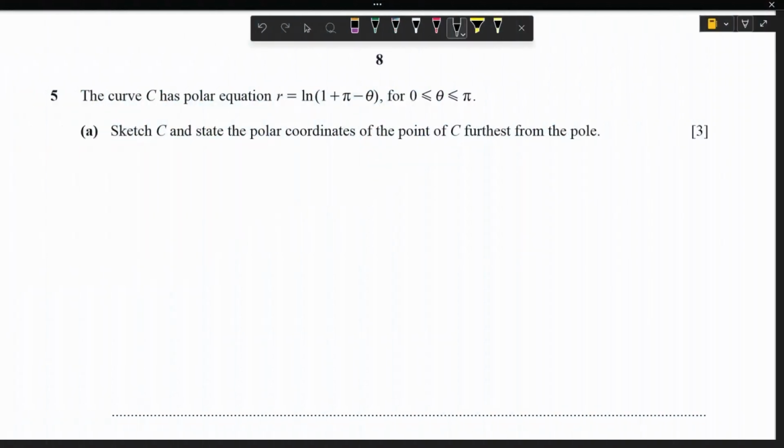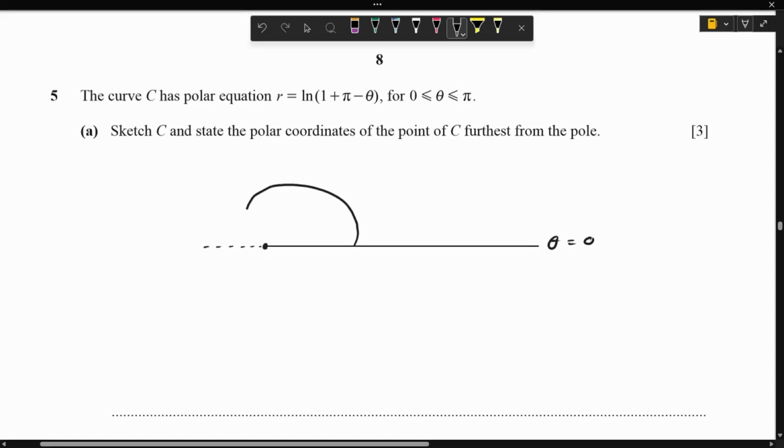So I'm going to put the graph right on here in this space. So this is θ equal to 0, and we have the pole right here. I'm going to extend the pole just a little, but the pole is here. So the graph comes out like this, according to what we had in the sketch.